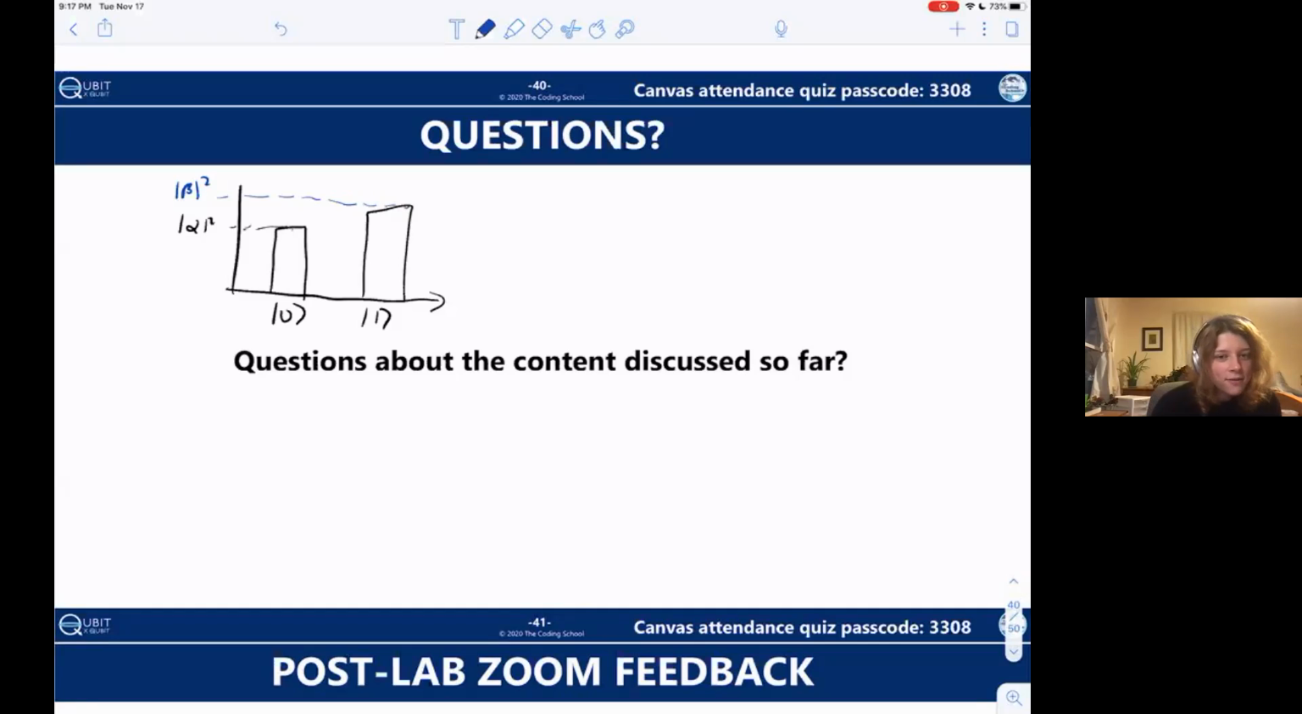Okay, so I've gotten a question about the expectation and variance of joint events. That's a little bit out of scope. I'd recommend looking it up.